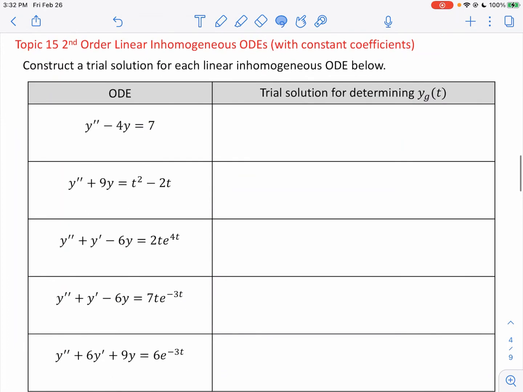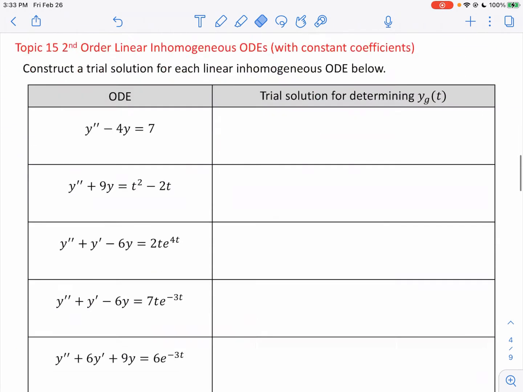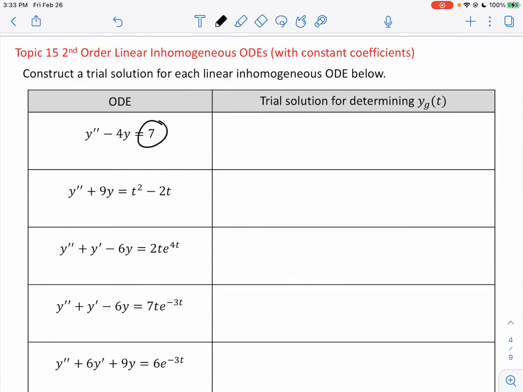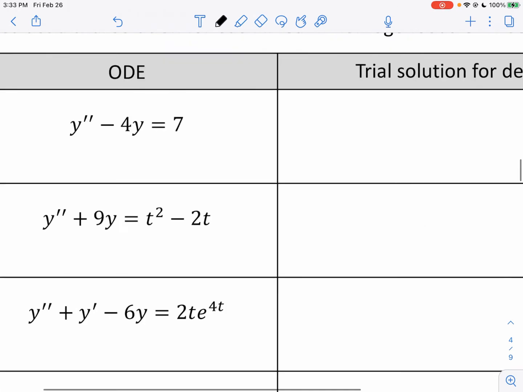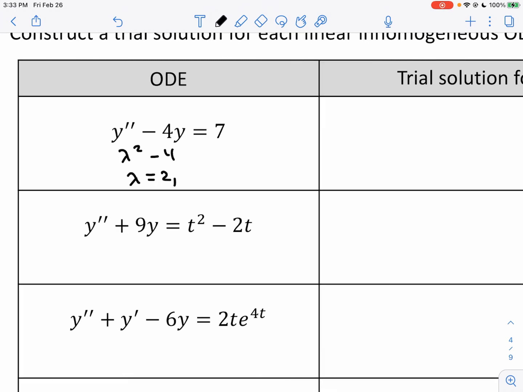Now for some examples. Construct a trial solution for each linear inhomogeneous ODE below. Okay, in order to determine this, we have to first determine what all of our lambdas are so that we know effectively which portion of this table to look at. So we're going to have to find the characteristic polynomial and find your two lambdas, your two roots of it. So before you even look at this side, first thing I want to do is say, okay, this is lambda squared minus 4, and this has two roots. Lambda is equal to 2 and negative 2.